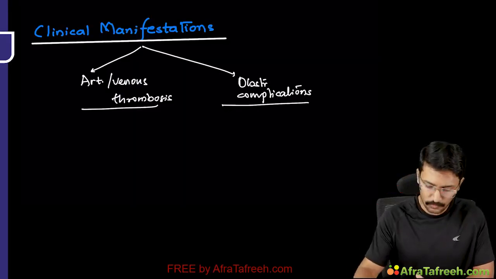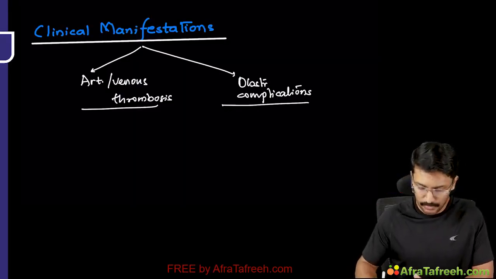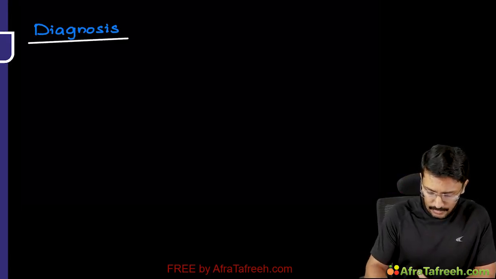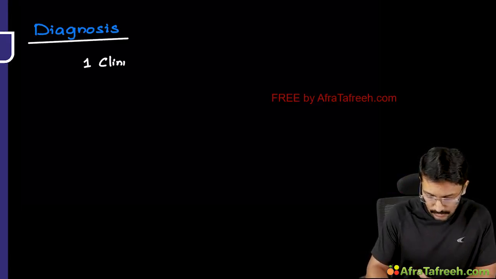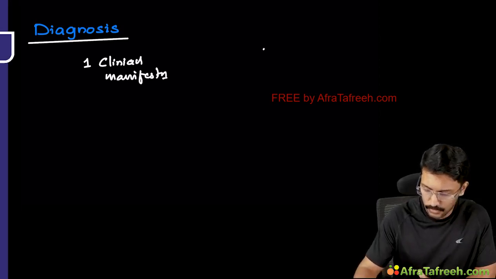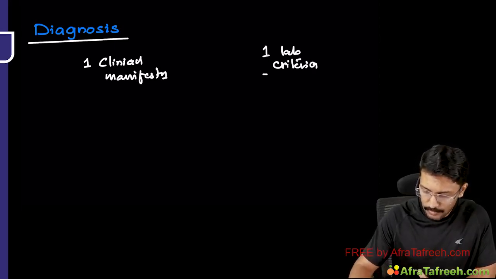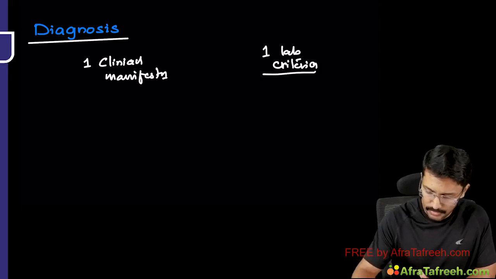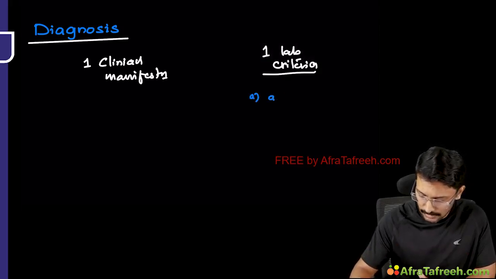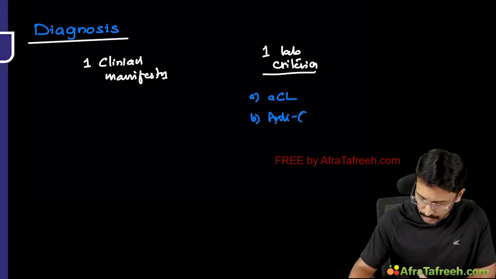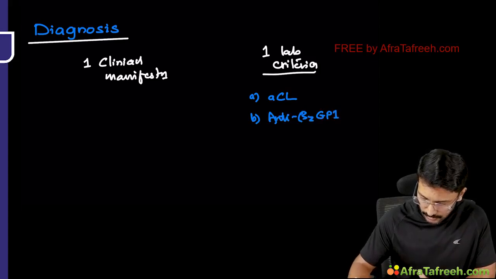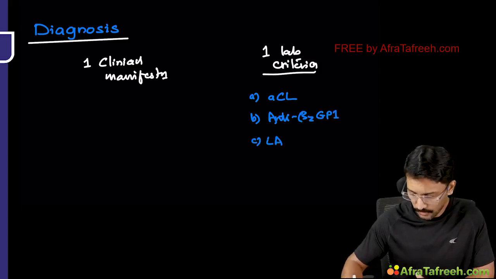Now, how do we diagnose a case of antiphospholipid antibody syndrome? For diagnosis, we need at least one clinical manifestation and one laboratory criteria. Okay, so what is a lab criteria? For lab criteria, we need presence of one of the antibodies, right? What are the antibodies we know? The antibodies we know are, number one, anti-cardiolipin antibody. Number two, anti-beta-2 GP1 antibody. And number three, lupus anticoagulant, right?